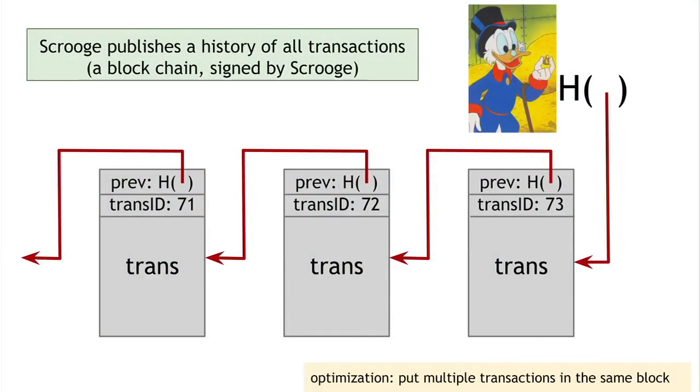and publish it. Now anybody can verify that Scrooge really did sign this hash pointer, and then they can follow this chain all the way back and see what is the entire history of all the transactions in the history of Scrooge Coin as endorsed by Scrooge.